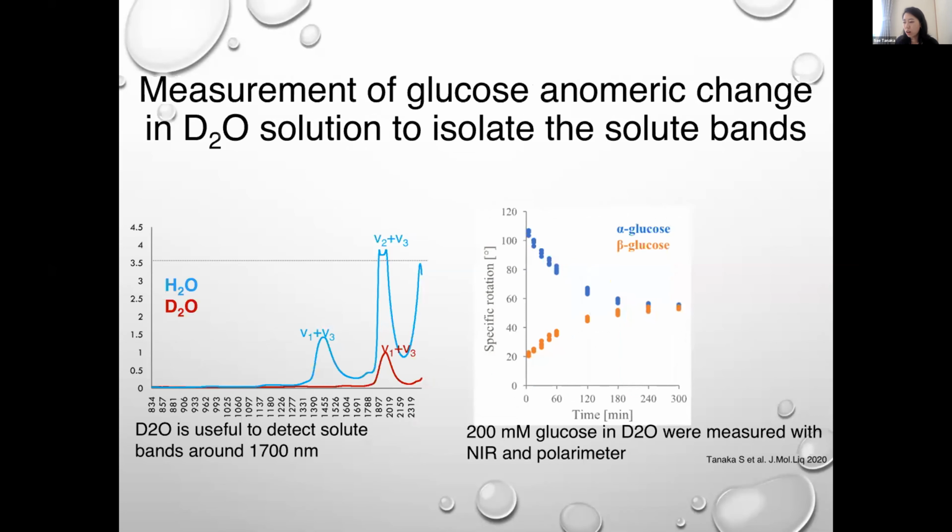First, I used heavy water as solvent to distinguish bands originated from solute and solvent. As you know, molecular vibration depends on the molecular weight. So the band originated from solvent shifted to longer wavelengths. It also allowed us to see the glucose band without the water band. Using heavy water, I performed the same experiment as in light water.